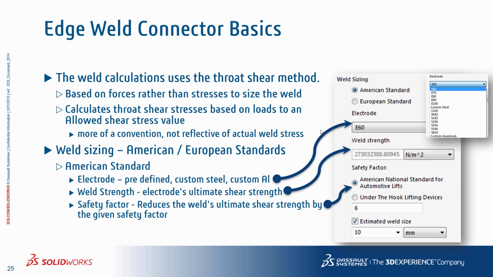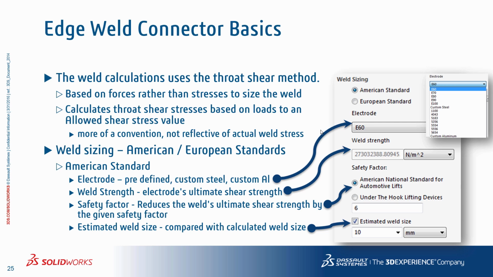The first choice is the American National Standard for Automotive Lifts, where the weld's ultimate shear strength is reduced by a default factor of 3. The next option is the under the hook lifting devices, where the shear strength is reduced by a default factor of 5. And the third option is really a user input that can be custom defined.